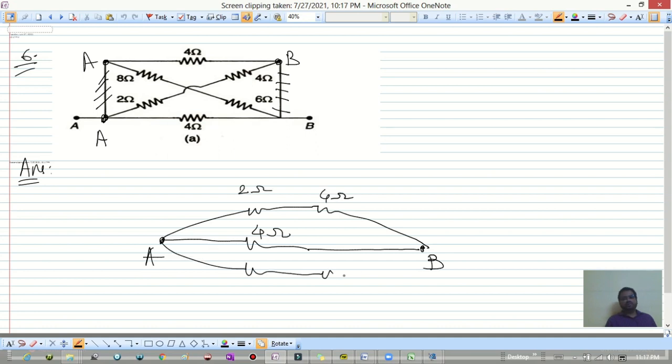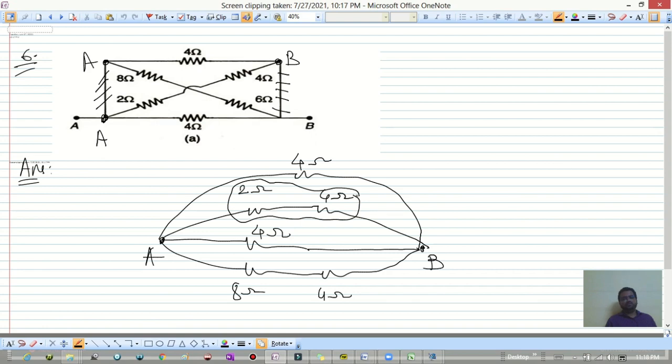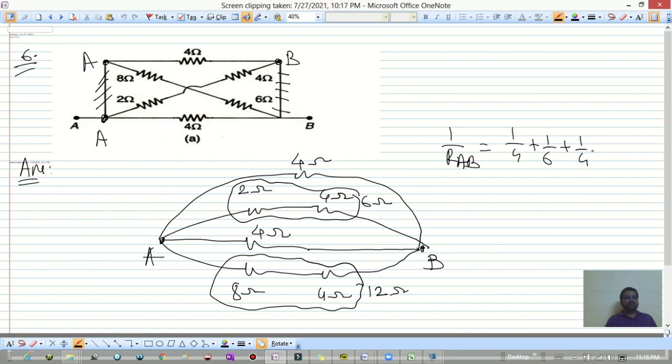Between A and B, there are two resistances of values 8 ohm and 4 ohm, and one resistance of value 4 ohm. This is the combination of 4 ohm and 2 ohm, 6 ohm. This is the series combination of 8 ohm and 4 ohm, 12 ohm. This 4, 6, 4, 12 are in parallel. 1 by RAB is equal to 1 by 4 plus 1 by 6 plus 1 by 4 plus 1 by 12.